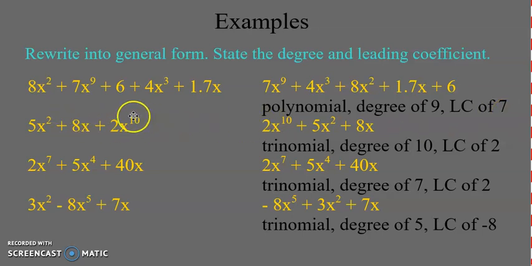The next example here, we have to put this 2x to the 10th term out in front, and now we have a trinomial with a degree of 10 and a leading coefficient of 2. Next example already has general form, so we've got a trinomial with degree 7 and leading coefficient of 2. And then our final example, we've got an exponent of 5, and we notice that that term is negative, so that negative has to come with. So now we have a trinomial with degree 5 and a leading coefficient of negative 8.